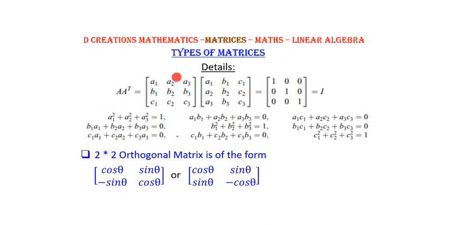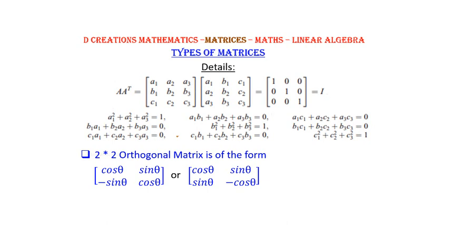Similarly, if you see these two rows containing A1, A2, A3 and B1, B2, B3 respectively, their dot product is also giving you 0, which was again the condition of orthogonality. So this is the idea. Also, one thing I would like to mention is that a 2 by 2 orthogonal matrix is of the form cos theta, sin theta, minus sin theta, cos theta, or cos theta, sin theta, sin theta, minus cos theta. In fact, you will be able to verify it.